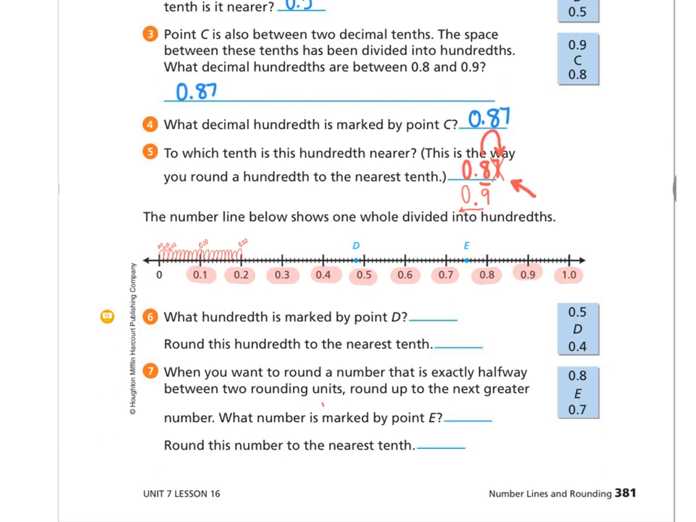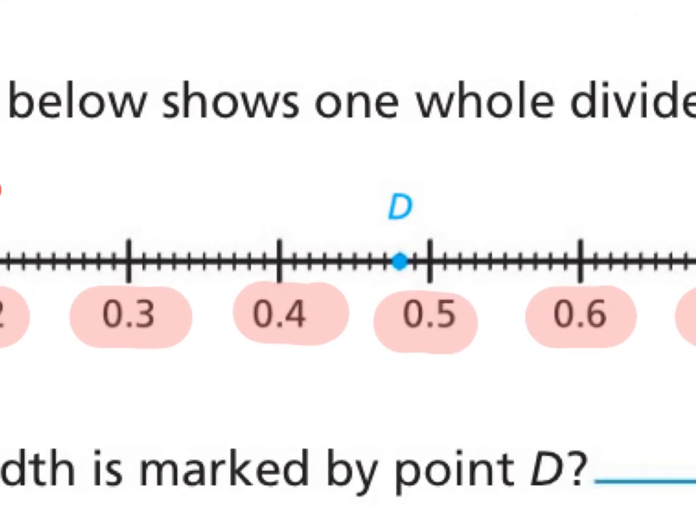It says what hundredths is marked by D. If you counted correctly, you should have started at 4 tenths, 41, 42, 43, 44, 45, 46, 47, 48, 0 and 48 hundredths, 49, 50.